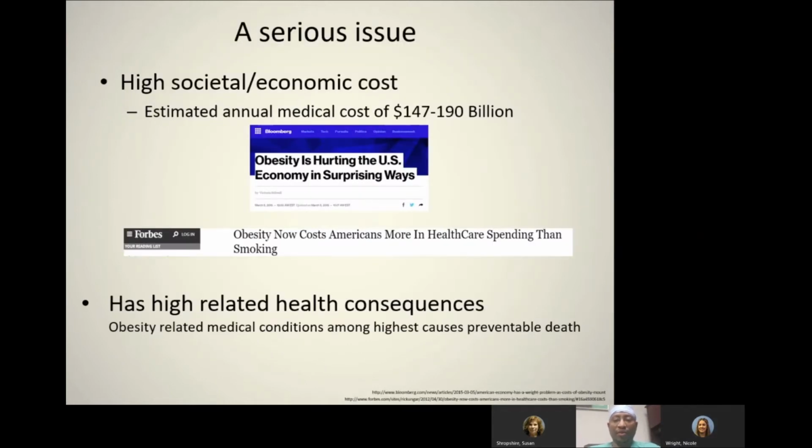So first, as an introduction, just to explain a little bit about the importance of this issue, obesity is becoming a larger issue in the country and the world at large. It has a high economic cost related to healthcare, but more important, it has a lot of high related health consequences, as obesity is one of the highest causes of preventable death, meaning people are dying from something that we could otherwise treat and manage.